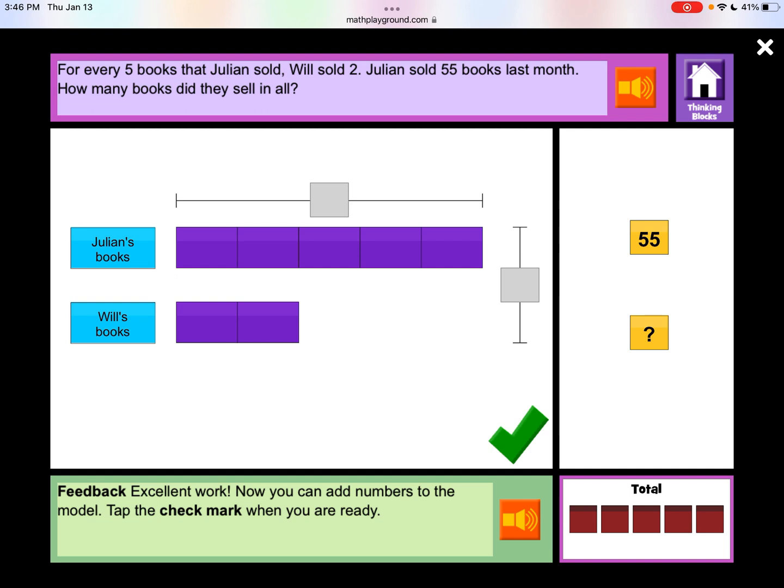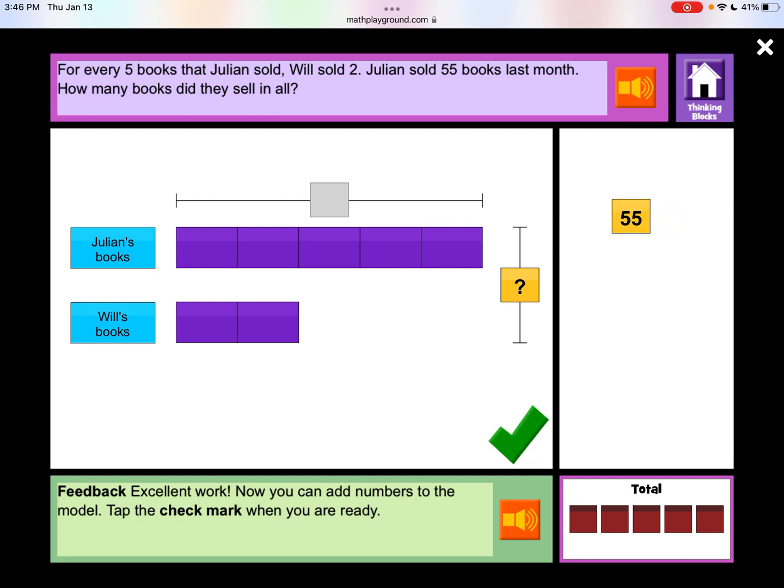Julian sold 55 books last month. But look at this. There's a new spot on this side. And you might notice that there's kind of that line that goes up and the line that goes down. That means the top row plus the bottom row. The top row was Julian. The bottom row was Will. The question says how many did they sell in all? All right, all together means both, right? It's Julian plus Will.